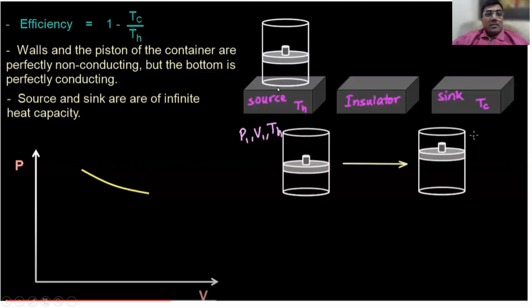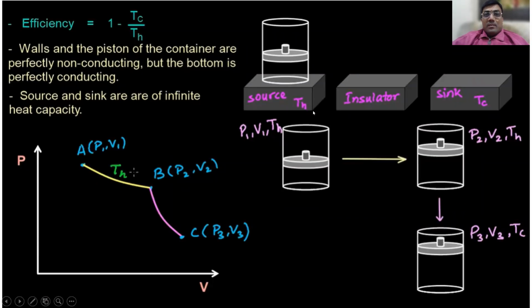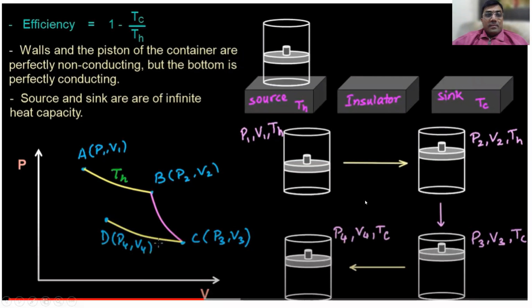Now you can see this is the first step. P1, V1, T_H, you can take T_H also. Here the source is kept. Okay. Now this is what happens. This is adiabatic.